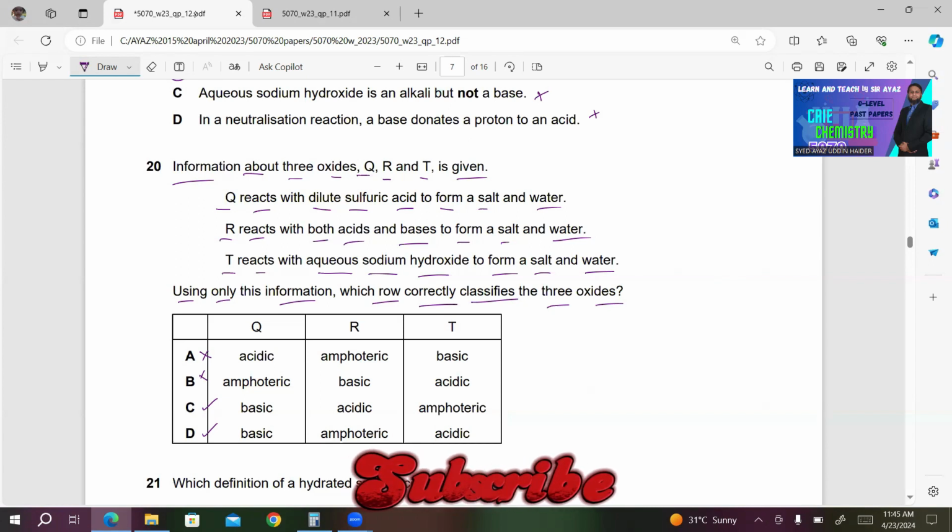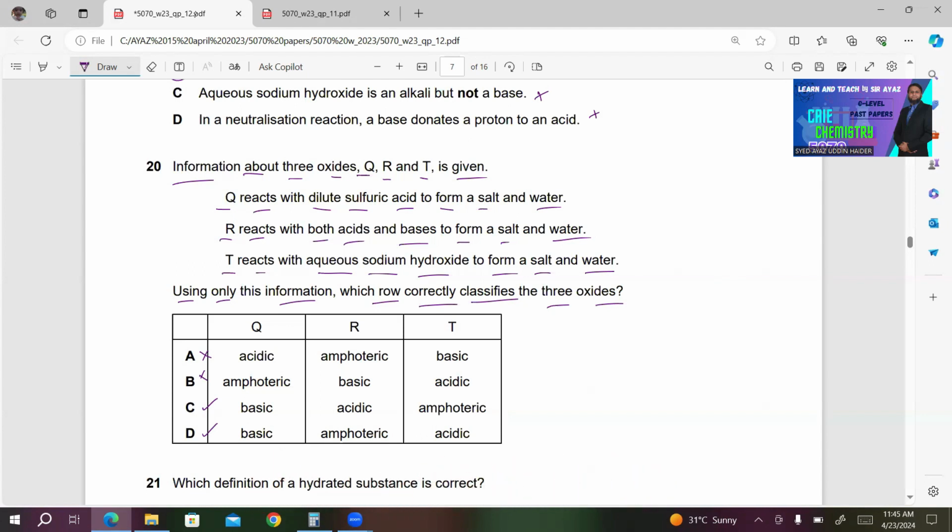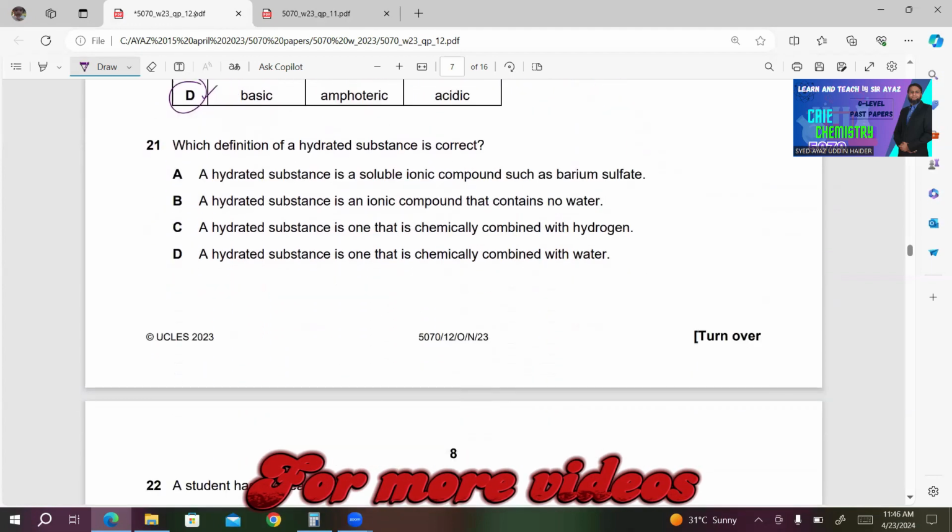R reacts with both acids and bases to form salt and water, so it must be amphoteric. So D looks correct to me. I'm confirming the answer. Let's see the last one. T reacts with aqueous sodium hydroxide to form a salt and water. It must be acidic oxide. So D must be the right answer for number 20.